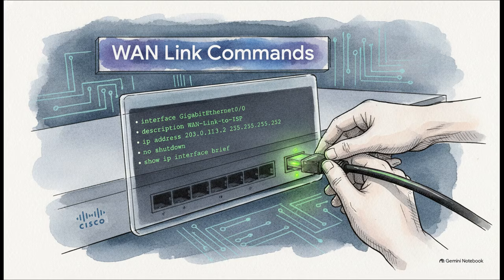From global config, you enter the interface. Let's just say it's gigabit Ethernet 0/0. It is a massive best practice to immediately add a description, like WAN link to ISP, for future documentation.